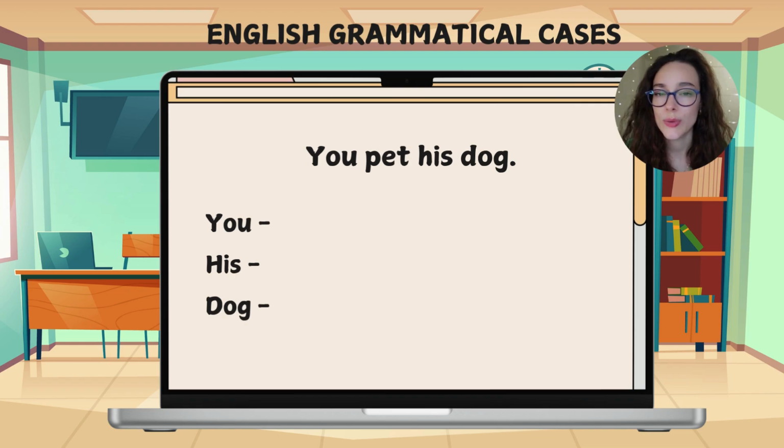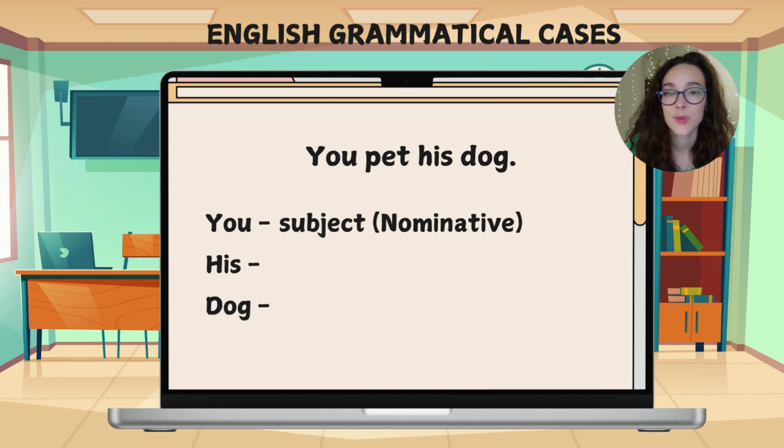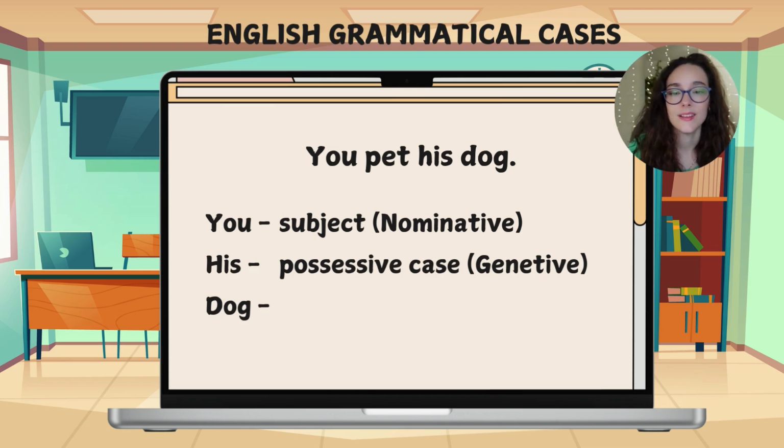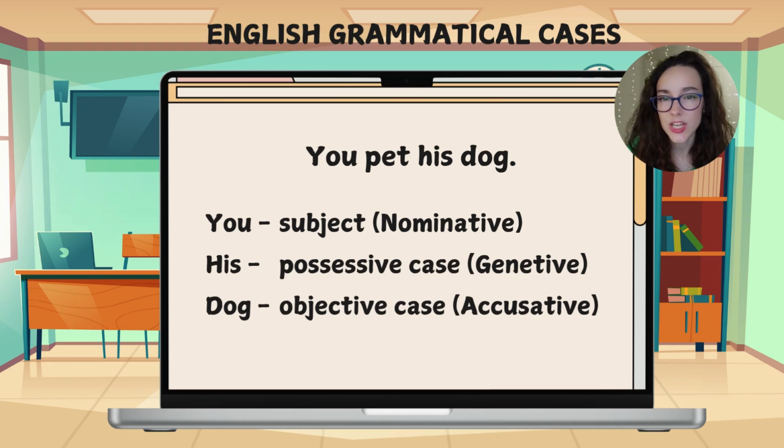Here's a sentence in English. You pet his dog. What is you in the sentence? It's a subject, so it's nominative case. Pet, it's a verb, and his is in the genitive form. And dog is in the accusative case. Even when nothing is changing, it's still in the accusative case. In Polish, also not everything must change, but the words still have this function of genitive case or accusative or nominative, even without any change, just because.